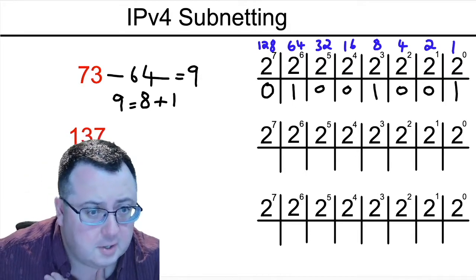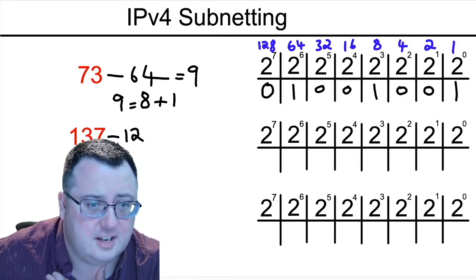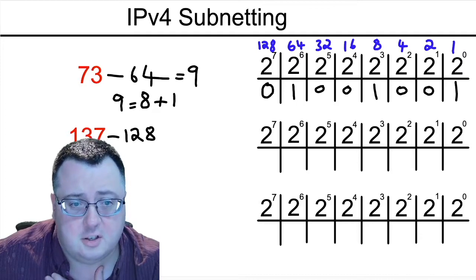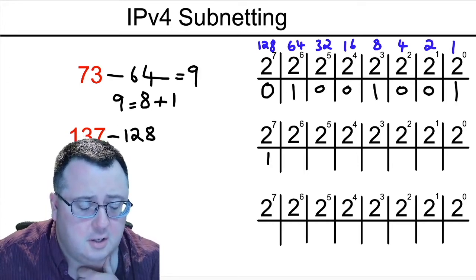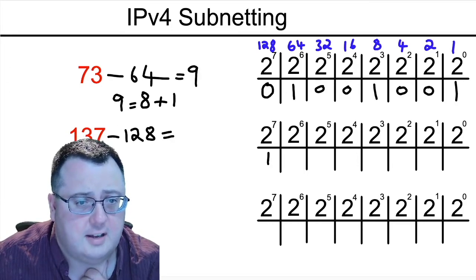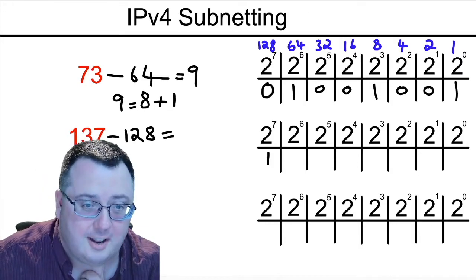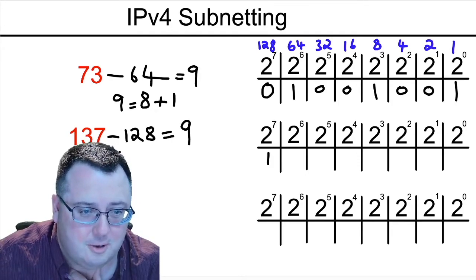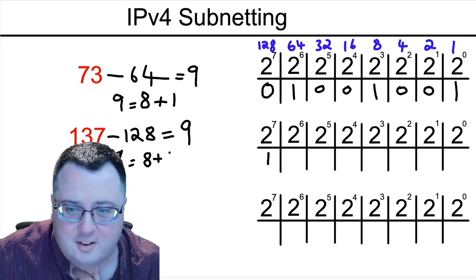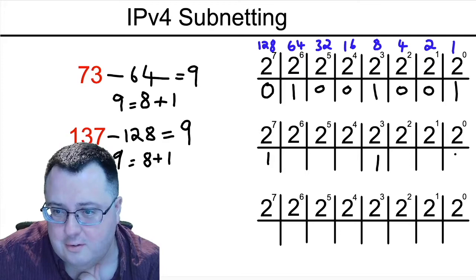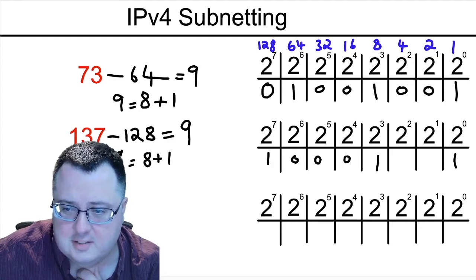137. So this can fit 128. I can take that away from 137. So I can put a 1 down in the 2 to the power 7 block. Now what are we going to get here if I take that from that? Well, if it was 138, I'd get 10, so it's 9 again. Okay. So as we know before, 9 is 8 plus 1. And in the 8 and the 1, we can put in a 1, put in a 1. And zeros fill up the rest.